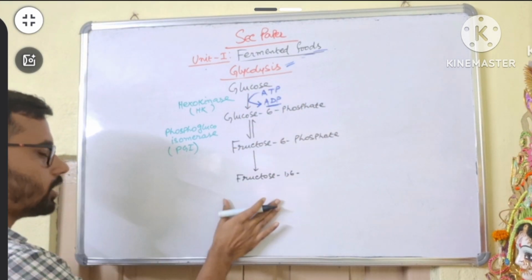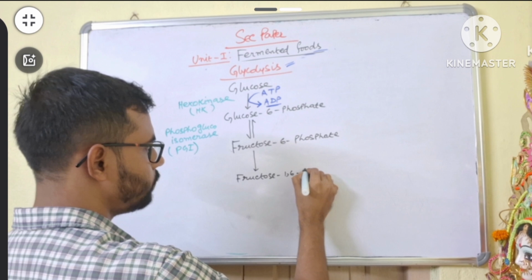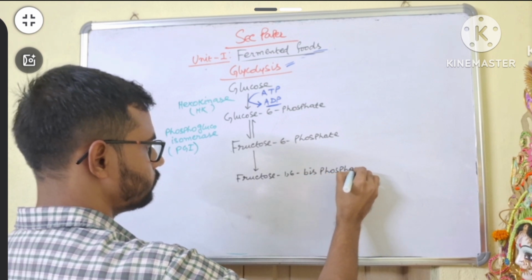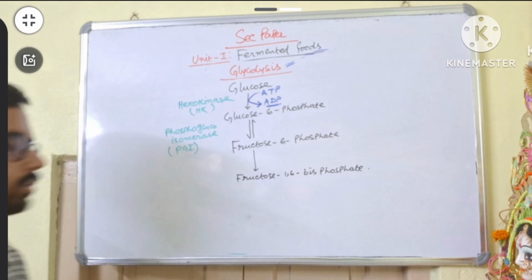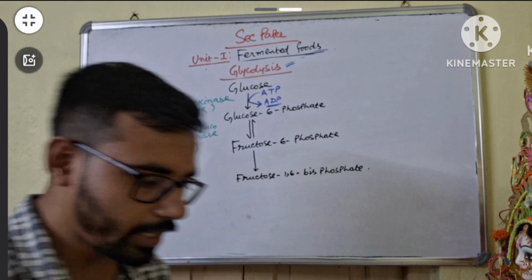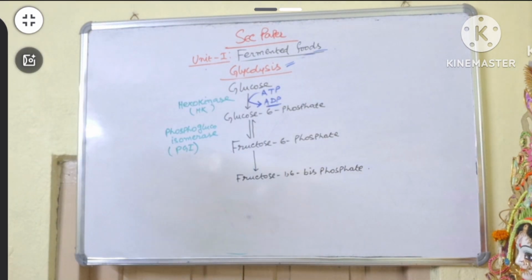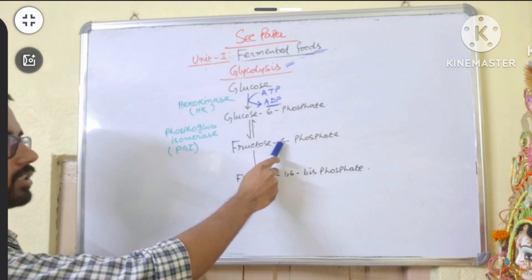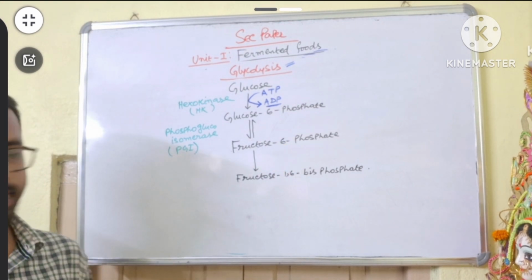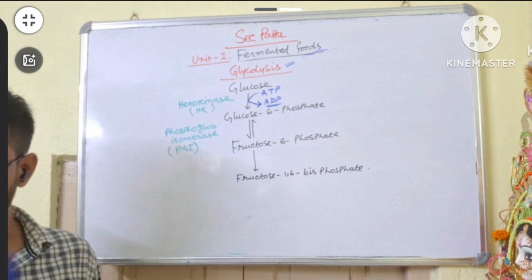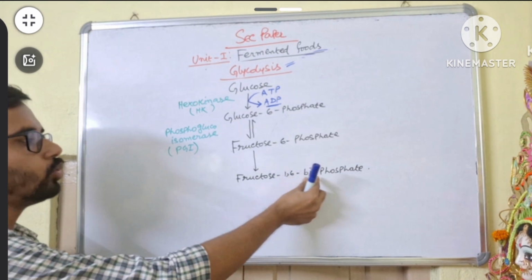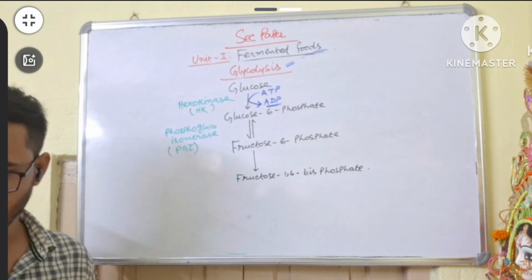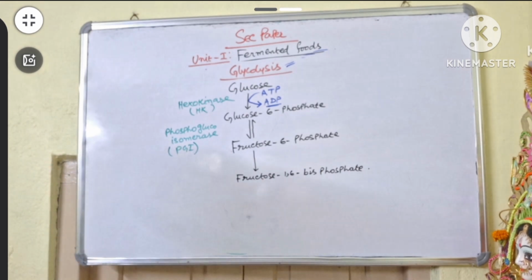Fructose 6-phosphate is converted into fructose 1,6-bisphosphate. So one phosphate is already there, and another phosphate group is attached. Already there is a phosphate at the 6-carbon position, and another phosphate comes and joins at carbon number 1 in the fructose and forms 2 phosphate groups now. That's why it is written here as bis, 1,6-bisphosphate.